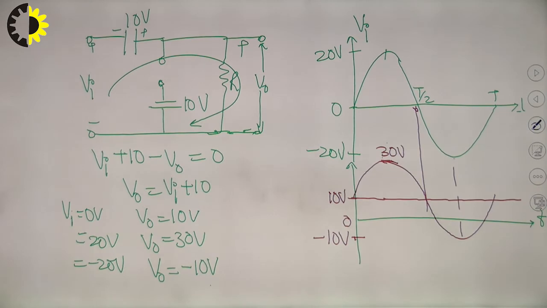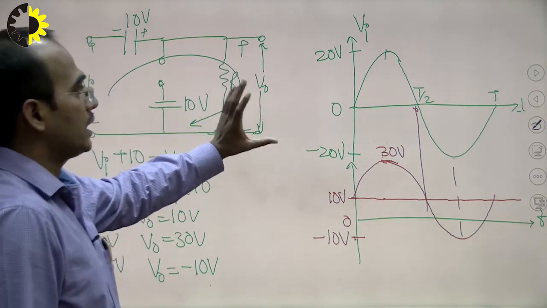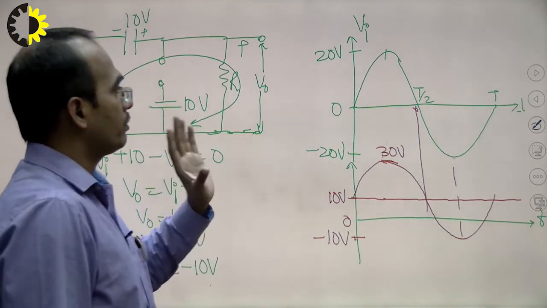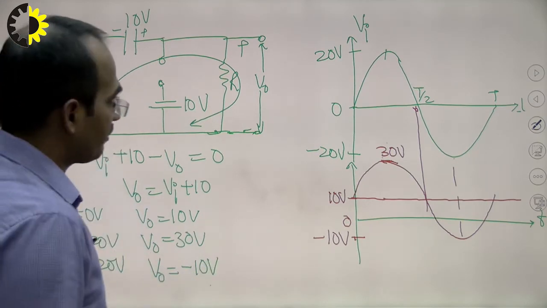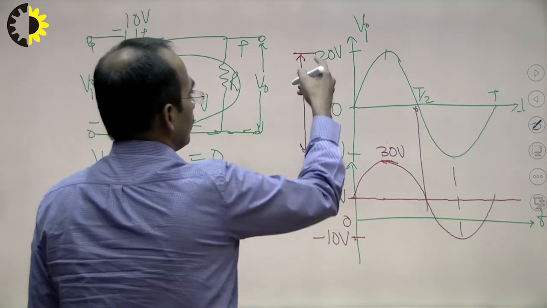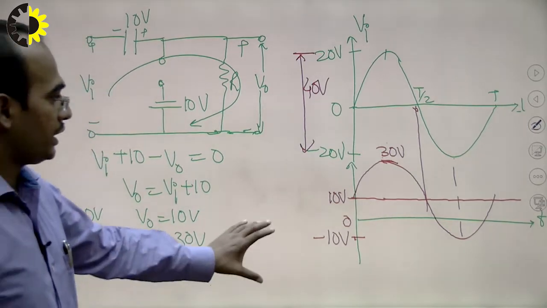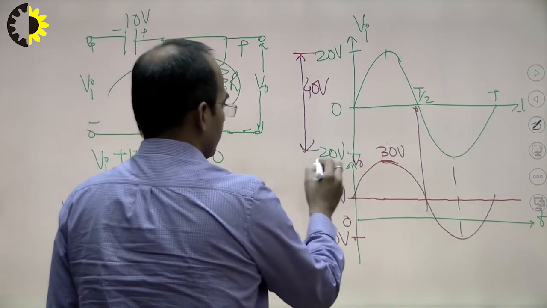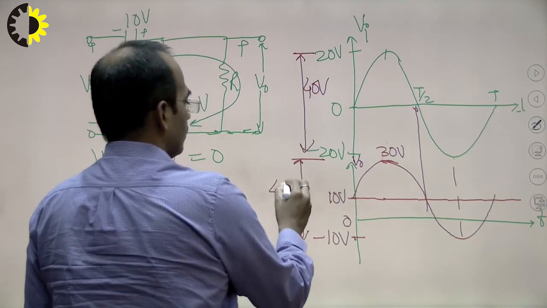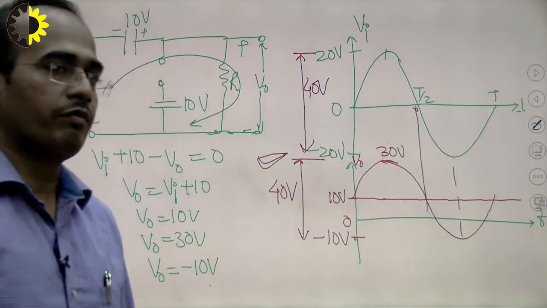Now I told you that the most important thing is that the peak to peak voltage of the input and output waveform should be the same. You can check from the input waveform, the peak to peak voltage is 20 minus minus 20, which is 40 volt. From the output waveform, the peak to peak voltage is 30 minus minus 10, which is 40 volt. It means this circuit is right. This input output waveform is right.